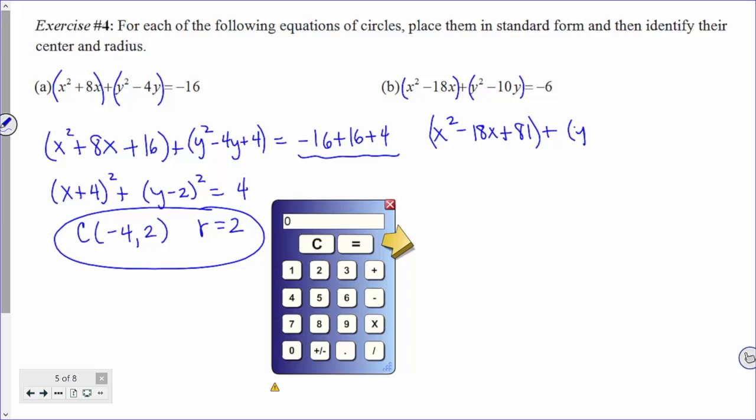In the other case, we've got y squared minus 10y. We take half of negative 10, and that's negative 5. We square it, add it on, and that's 25. On this side, we're going to get negative 6 plus 81 plus 25. We're going to run out of room a little bit. That's all right. It's good enough. We just never got that plus 25 there.